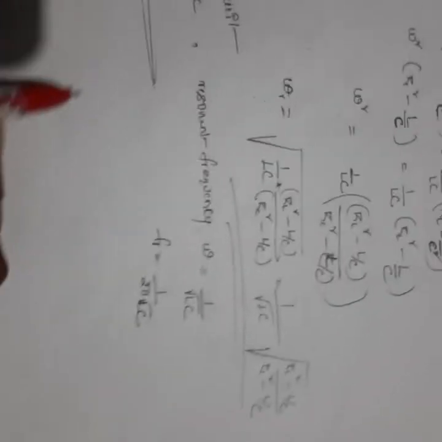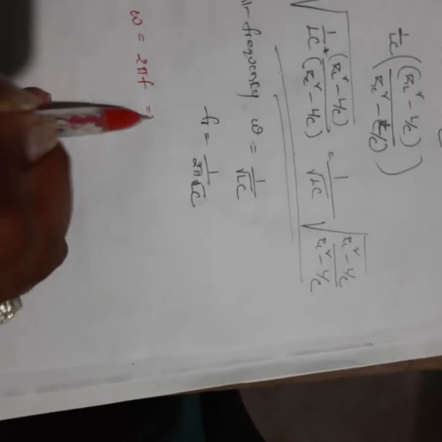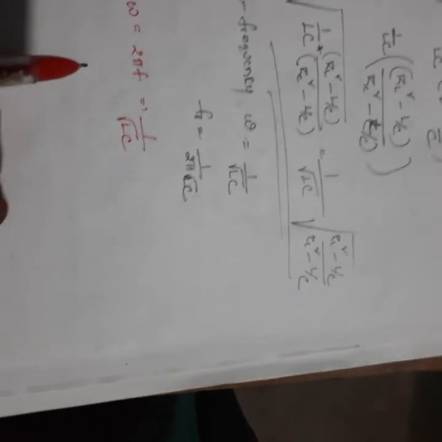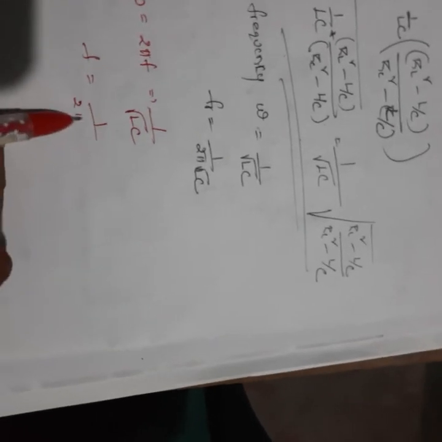That means omega equals 2 pi f, which equals 1 by root LC. So f equals 1 by 2 pi root LC. This is the parallel resonance of the circuit.